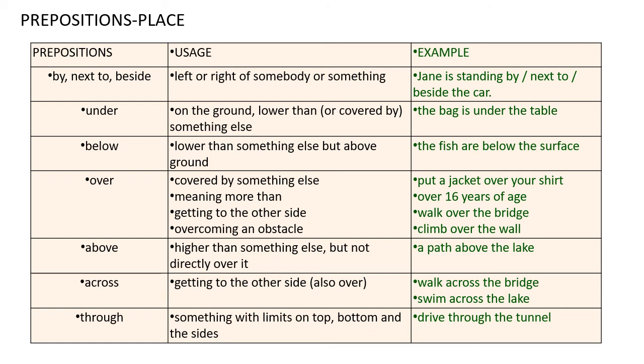Above. Above is used to indicate that something is higher than something else, but not directly over it. For example, a path above the lake. Across. Across is used to get to the other side, like walk across the bridge or swim across the lake. Through. Something with limits on top, bottom, and the sides. Example, drive through the tunnel.